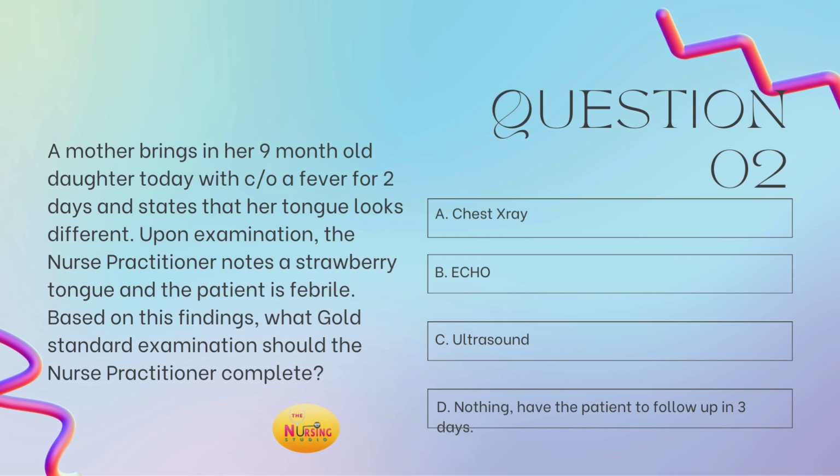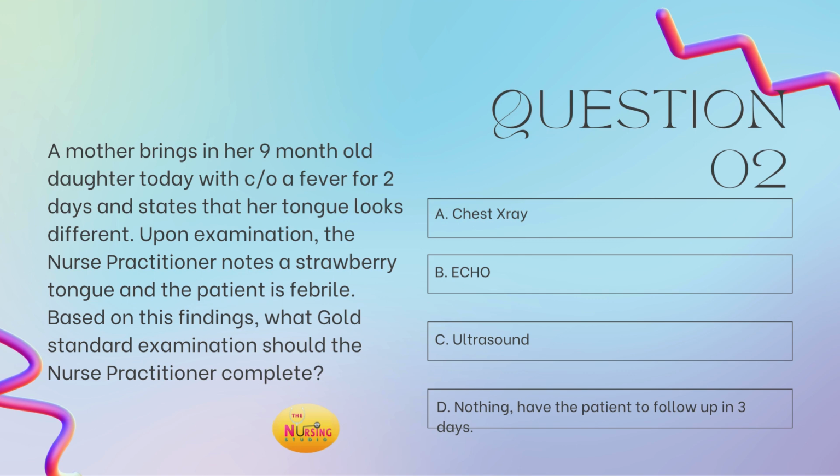All right, let's get into question number two for the day. Question number two states, a mother brings in her 9-month-old daughter today with complaints of fever for 2 days and states that her tongue looks different. Upon examination, the nurse practitioner notes a strawberry tongue and the patient is febrile. Based on these findings, what gold standard examination should the nurse practitioner complete?